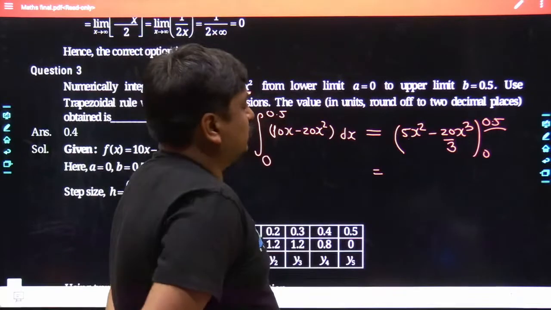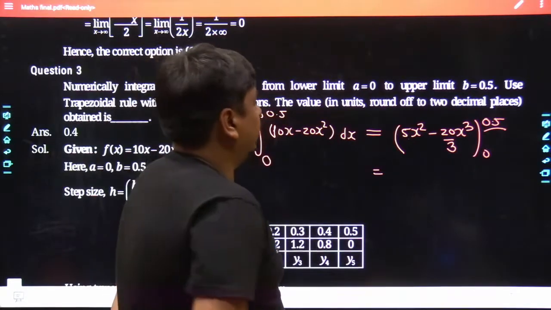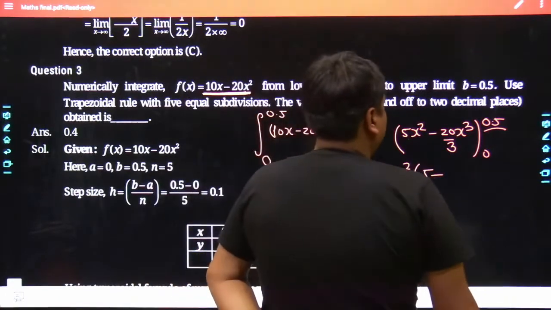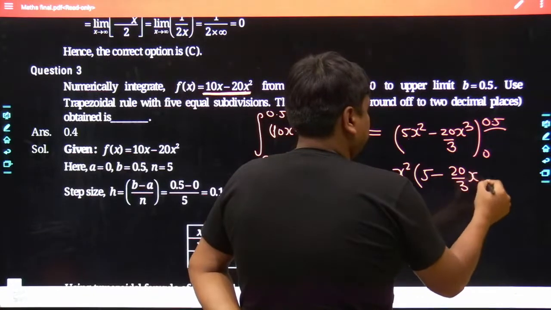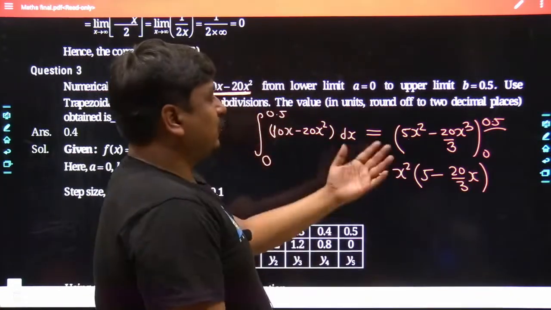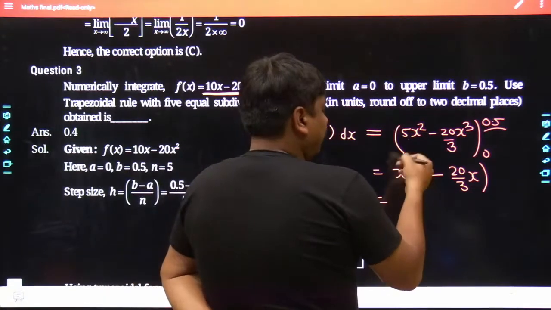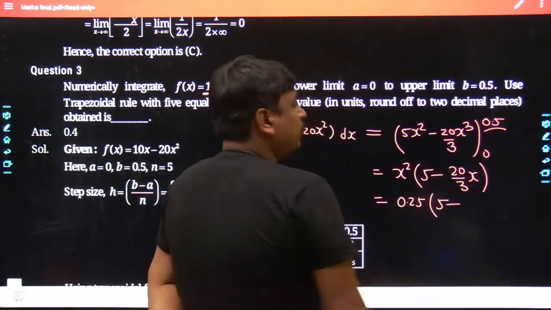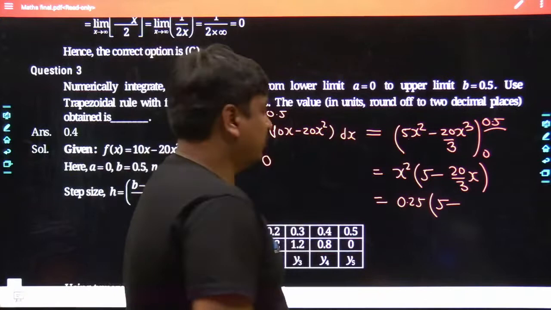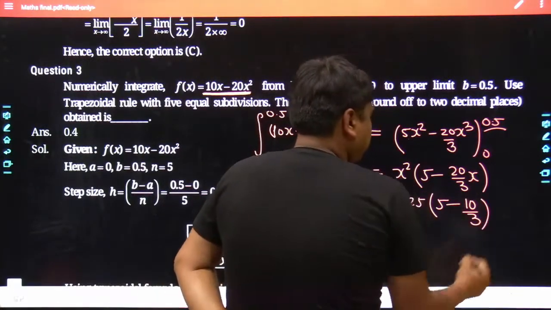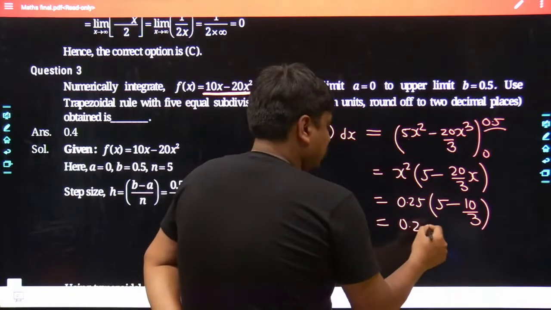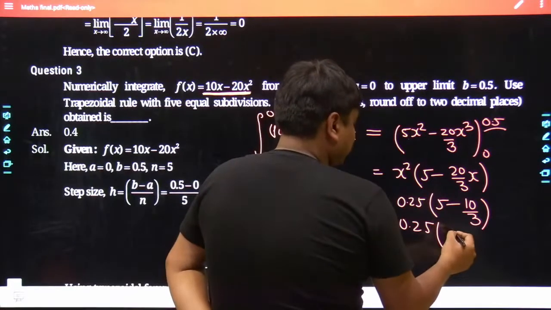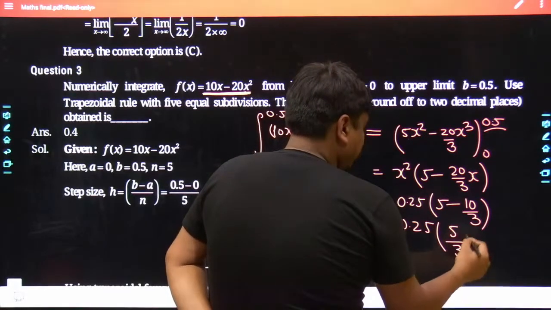Just to simplify this problem, we can take x square outside as a common factor. The factor left in is 5 minus 20 divided by 3 into x. Simply I have to feed x equals 0.5. So here it becomes 0.5 to the power of 2, which equals 0.25. Here it becomes 20 into 0.5, that is 20 into 1 by 2, that would be simply 10 divided by 3. Here it becomes 5 threes, that is 15, 15 minus 10, that is nothing but 5 divided by 3.